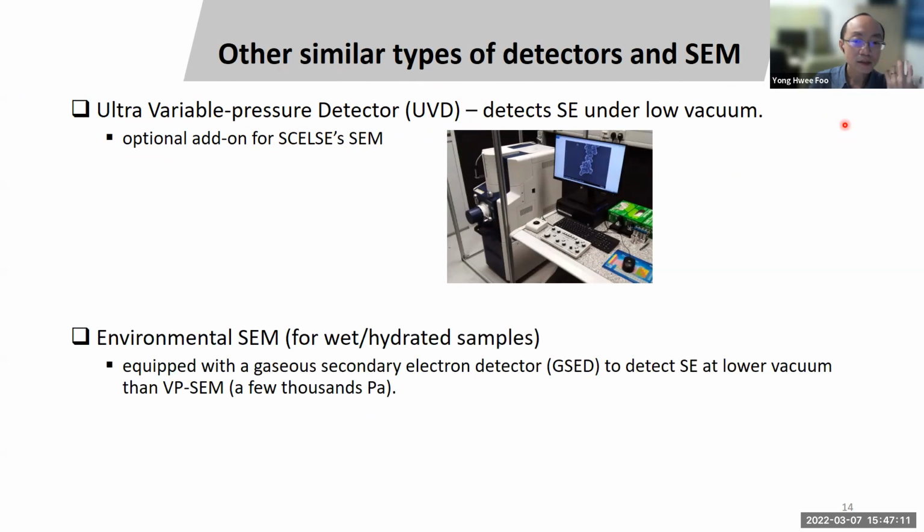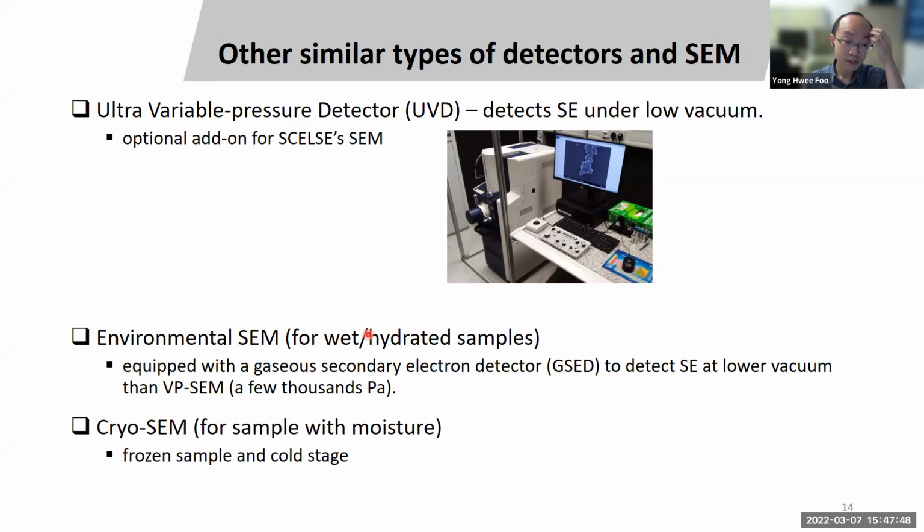There are other SEMs available out there in the market. One such SEM is called environmental SEM. This is especially for very wet or hydrated samples, for example, sponge or some environmental samples that you take from, I don't know, rivers or lakes or something that is really, really wet. It is coupled with a gaseous secondary electron detector to operate at a much lower vacuum compared to VP SEM.